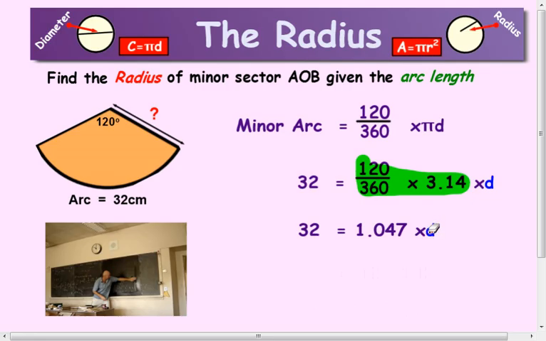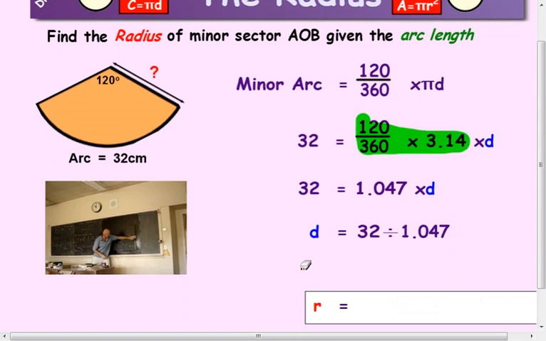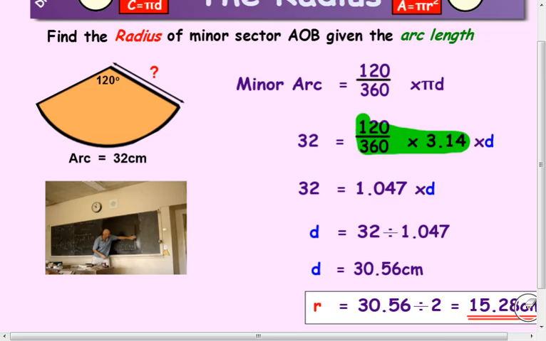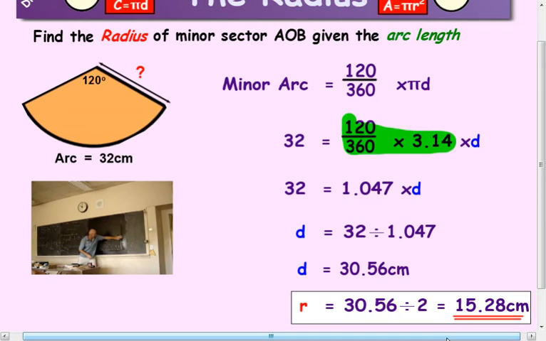Now a wee quick thing to do, what times the diameter makes 32? Well, if you divide these two numbers, you'll get what diameter is. So diameter is equal to 32 divided by 1.047, and that gives you 30.56 in your calculator. Now how do you get the radius if you know the diameter? Well, you just half it and you get your answer, 15.28 centimetres. Another thing to notice is that 120 over 360 is a third, so it's really a third of 3.14 times the diameter.